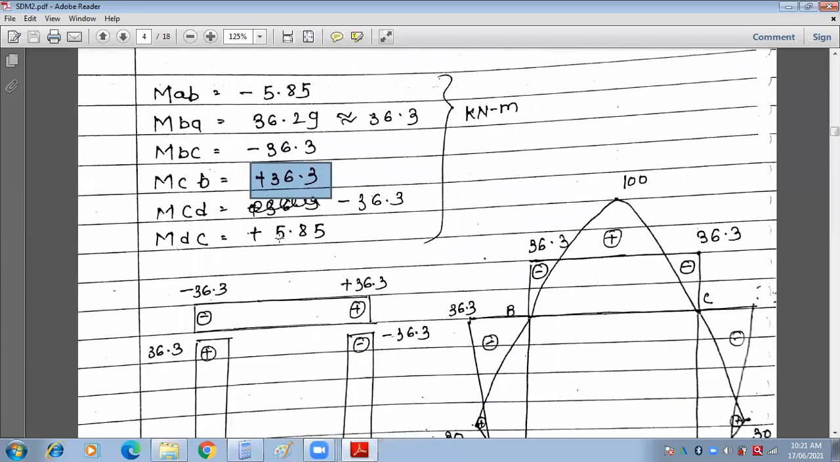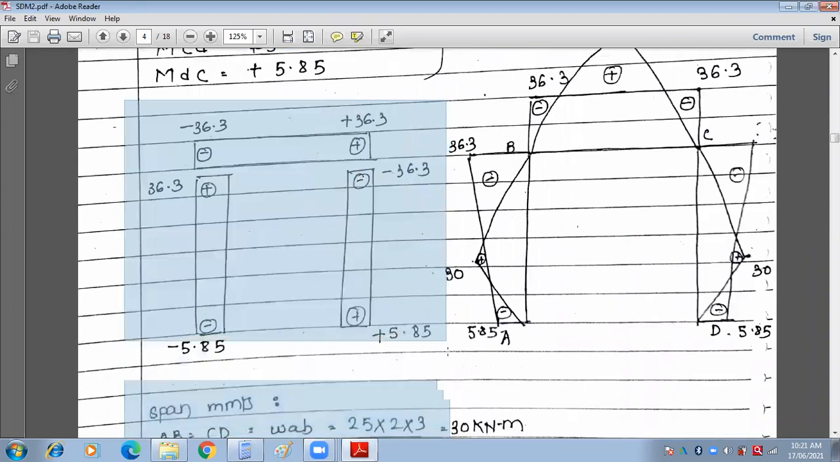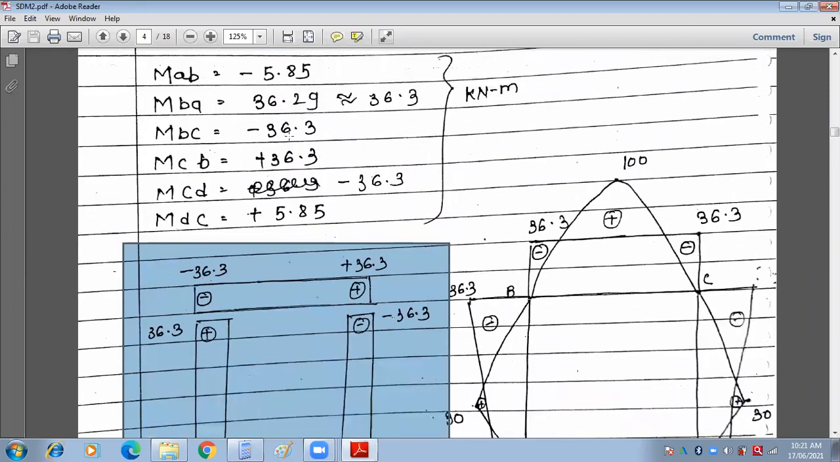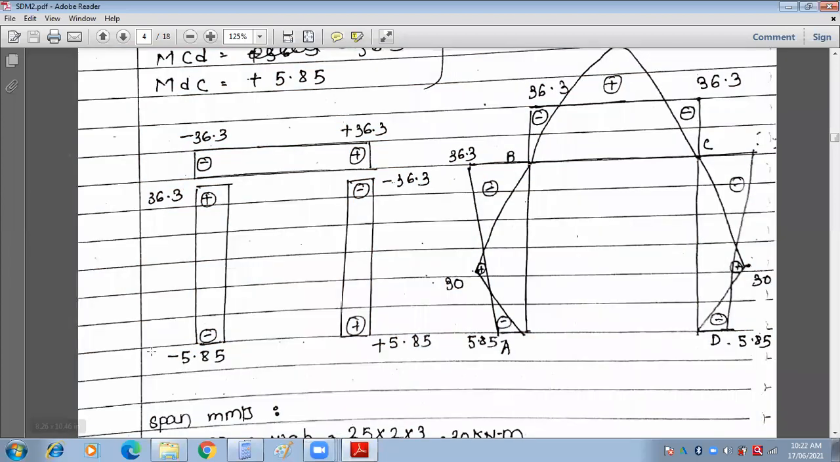Now, once you have drawn these end moments, all these are the end moments from the above equations. Now, if you see here, this bottom and top values: this one is minus 5.85, this will be plus 5.85. This term will be 36.36, 36.36. It will look like this one.